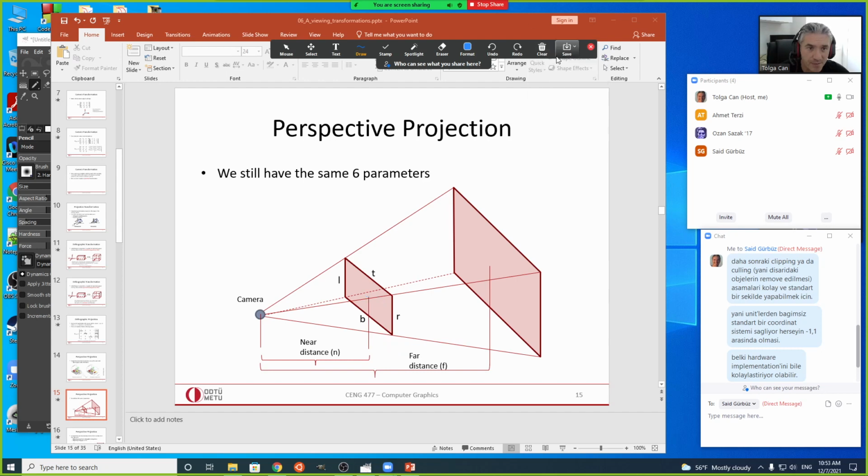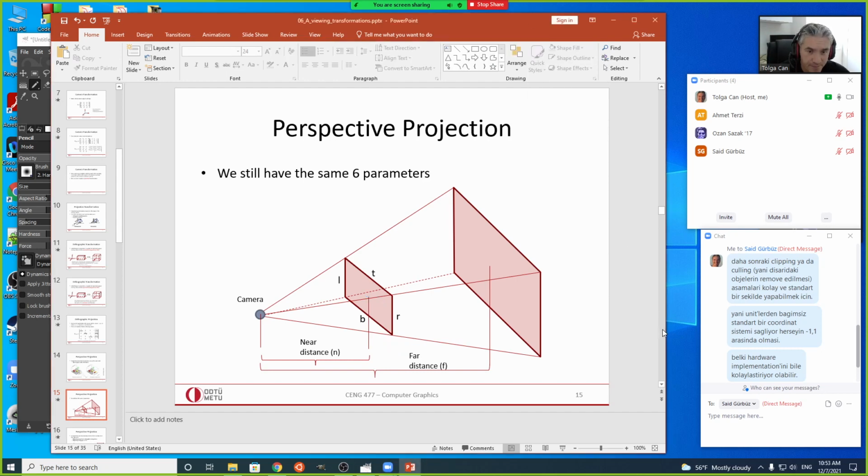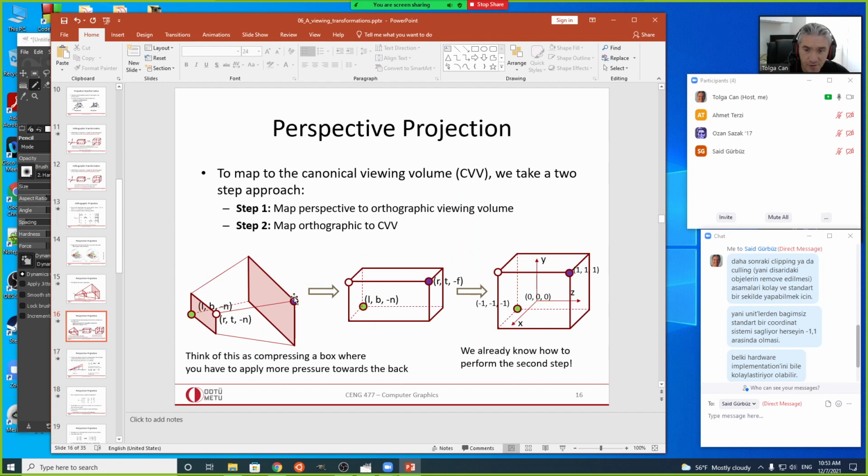We have these parameters. Now let's try to figure out the equations, and we are going to use a two-step approach. First, we are going to map the perspective projection into the orthographic viewing volume. So what is the distortion? We are going to distort this cutout pyramid. The shape of this cutout pyramid is sometimes called a frustum.